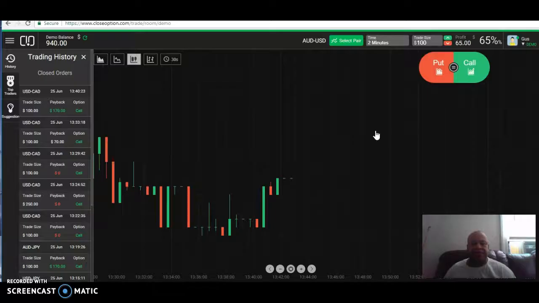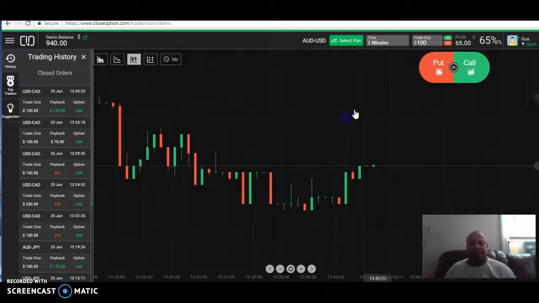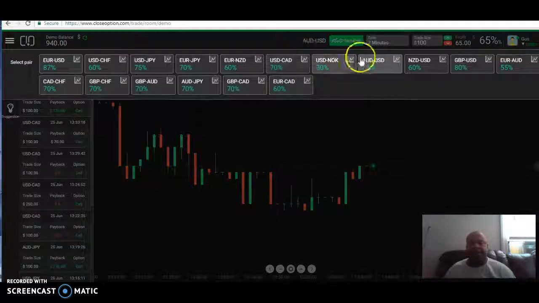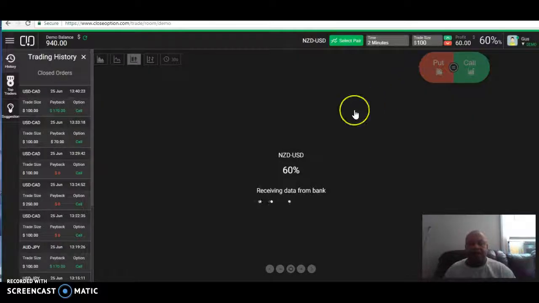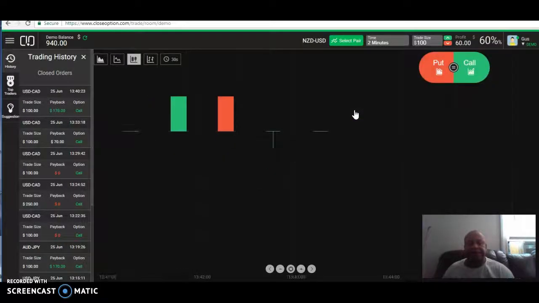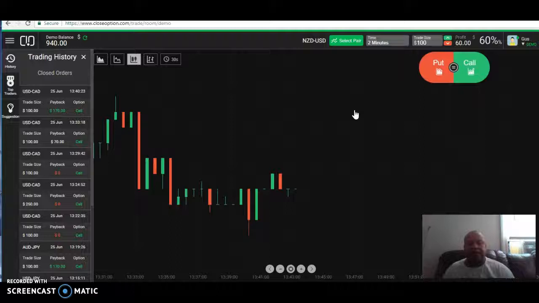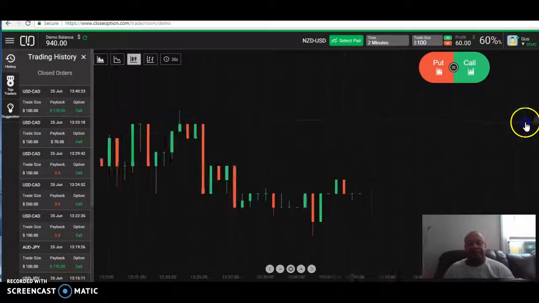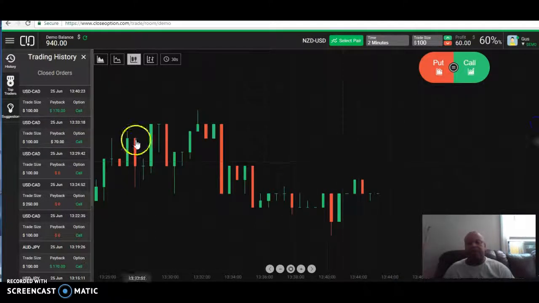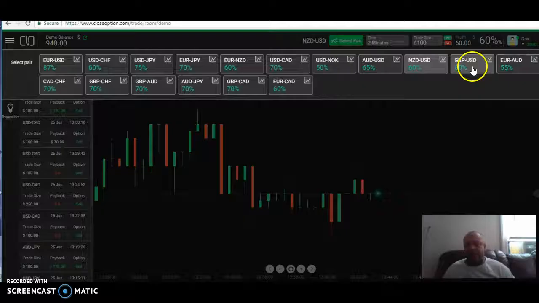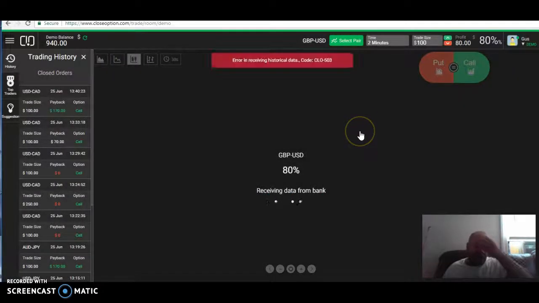Let's see if we can find something here. Not much going on there. New Zealand dollar, US dollar. Yeah, going sideways here. We want to avoid these kind of trends because it's going sideways. I'm looking for strong bullish or strong bearish trends.